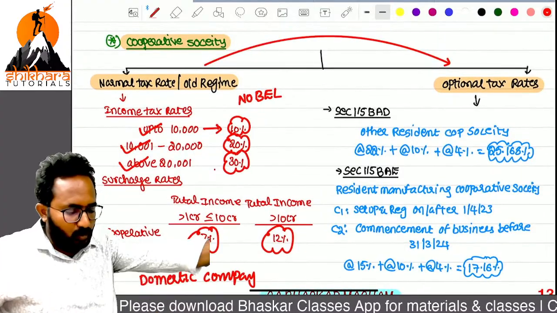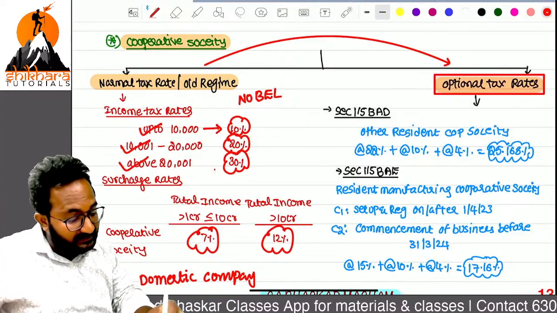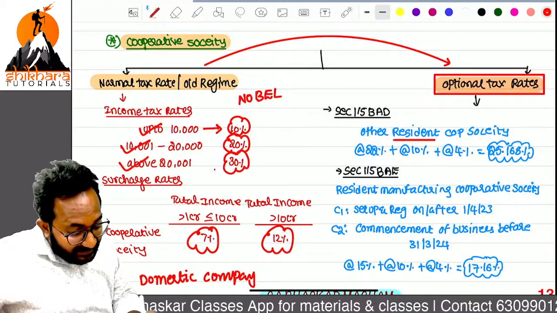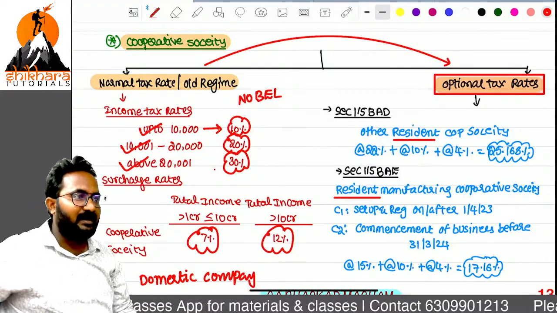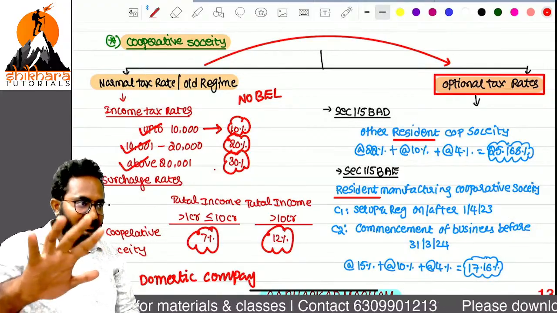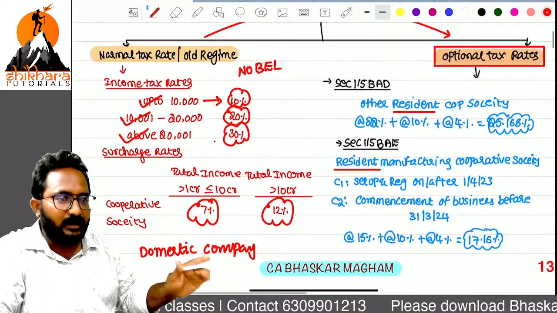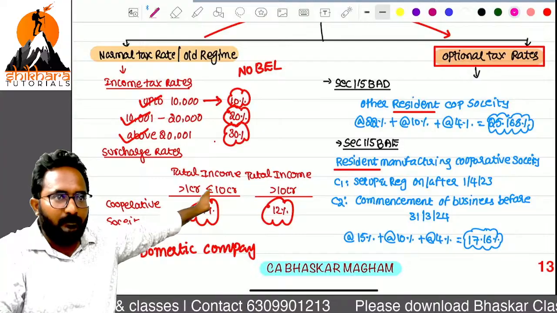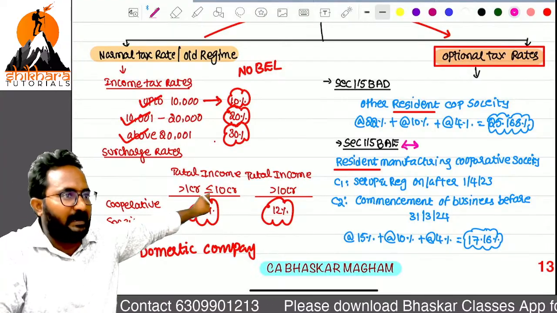Now, we don't want to follow this normal one. I want to follow the optional tax rate. Are there any optional tax rates? Yes, but for residents only. Not for a non-resident cooperative society or foreign cooperative society. Only for our Indian resident cooperative society do we have this option. Please check it out. This is similar to the domestic company tax rate.